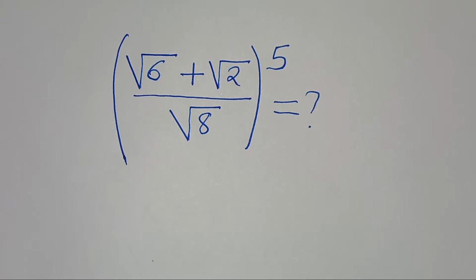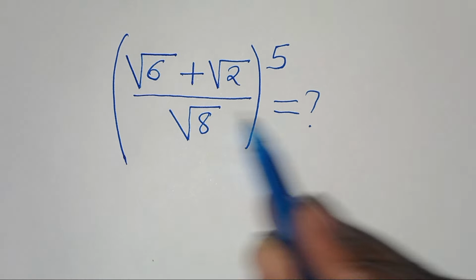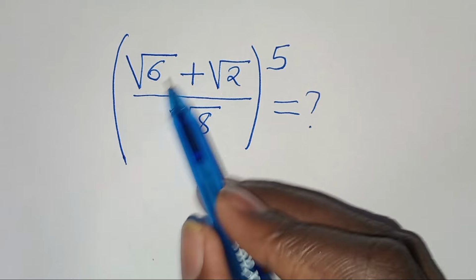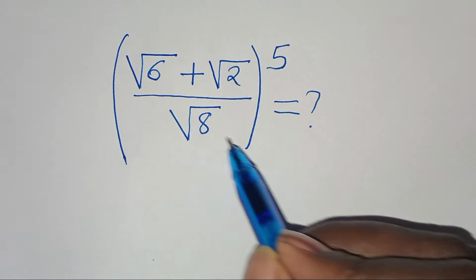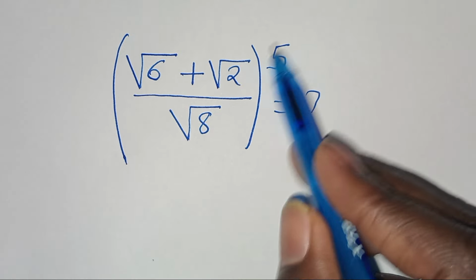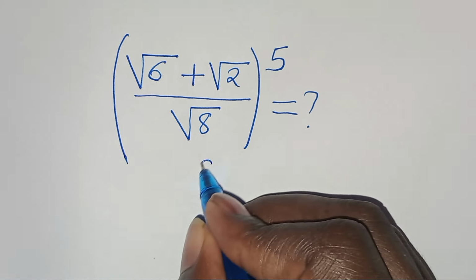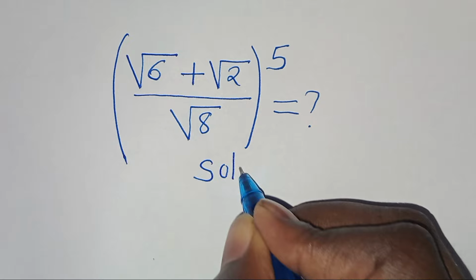Hello everyone, you're welcome to solve this nice math problem, which is the square root of 6 plus square root of 2 divided by square root of 8, raised to the power of 5. Now let's provide a solution from here.